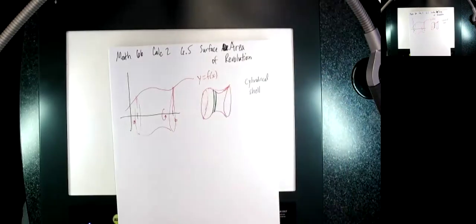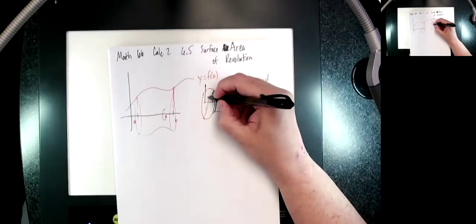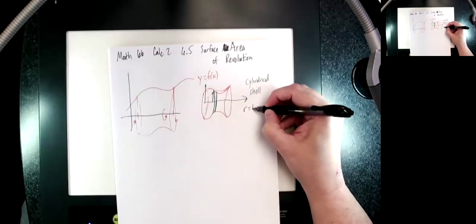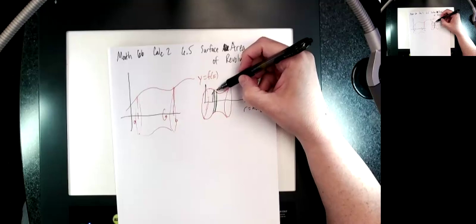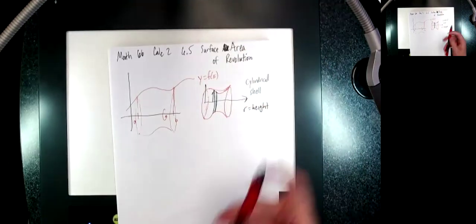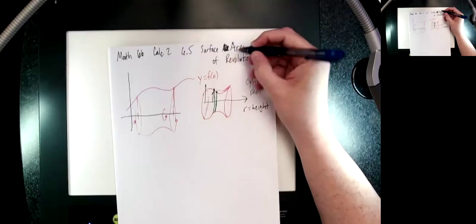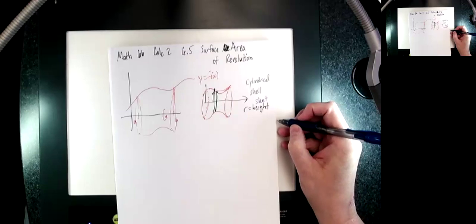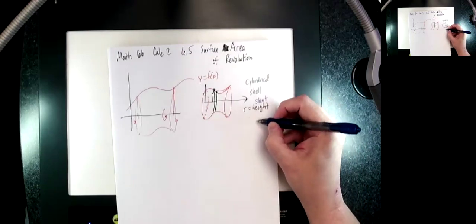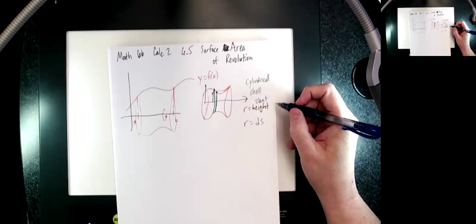So if I put my axis back in, my r here is my height. But my height is changing. The left side of the curve has a different height than the right side. So we're not going to call it the height, we're going to call it the slant height. And so rather than a dx or a dy, this ends up being a ds. The slant height is a ds.